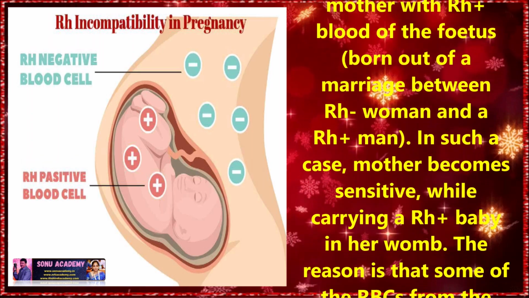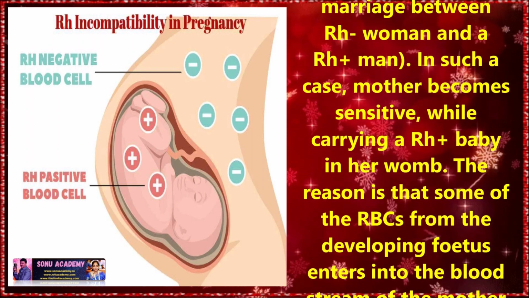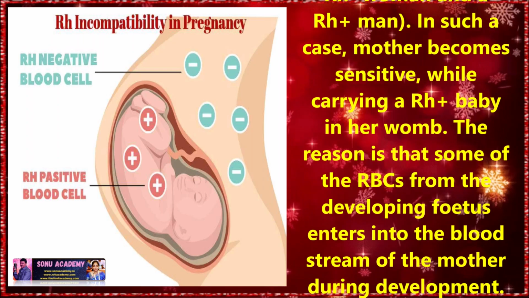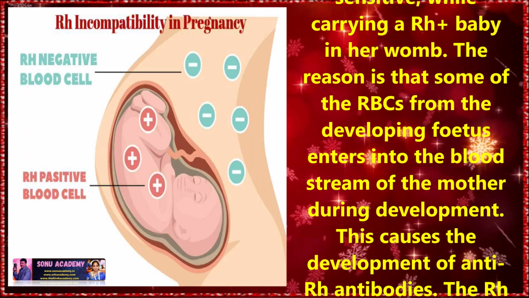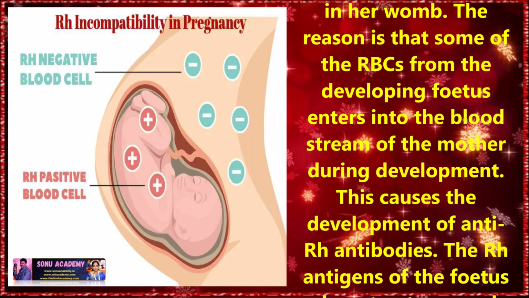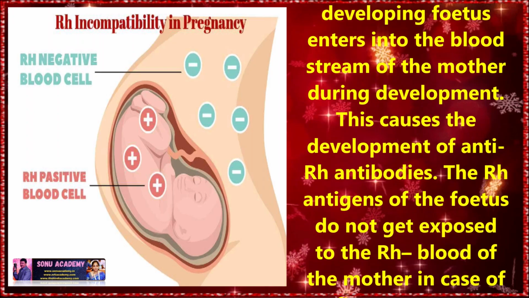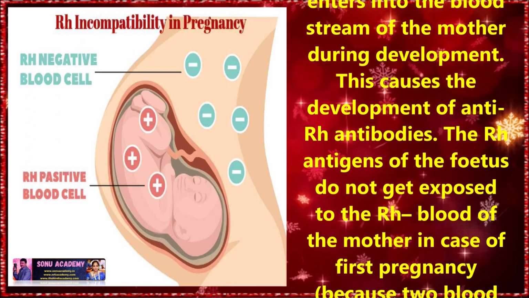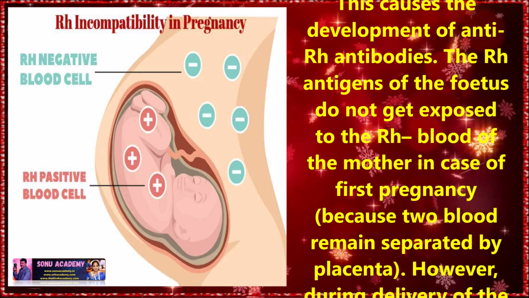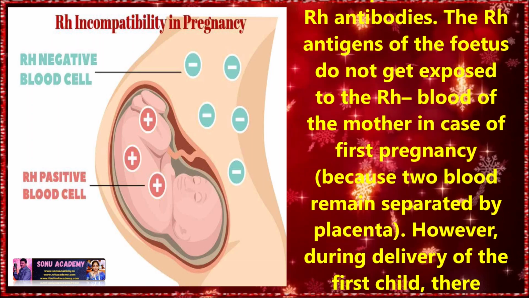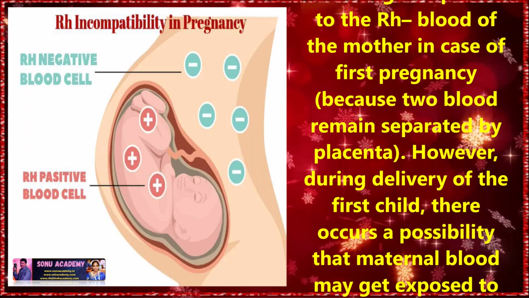In such a case, the mother becomes sensitized while carrying an RH positive baby in her womb. The reason is that some of the RBC from the developing fetus enter the bloodstream of the mother during development. This causes the development of anti-RH antibodies. The RH antigens of the fetus do not get exposed to the RH negative blood of the mother in the first pregnancy because the two bloods remain separated by the placenta.